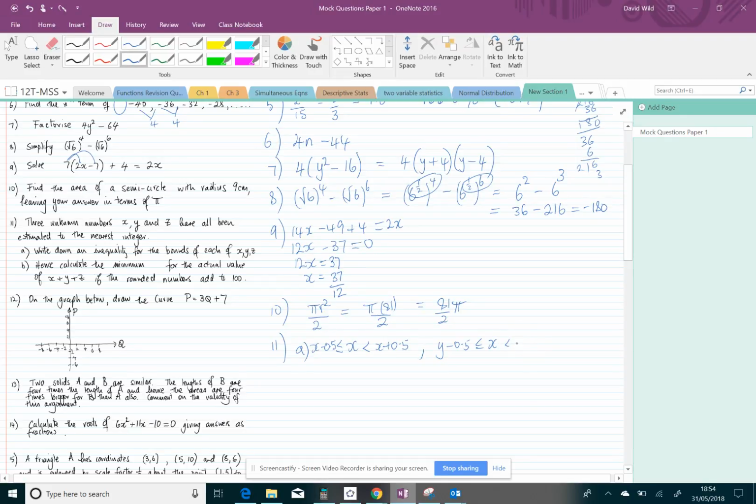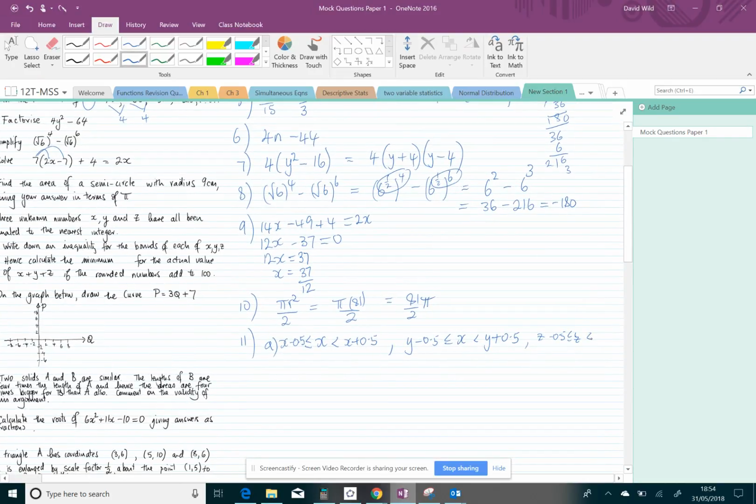So this is y plus 0.5. And of course the same thing for z. So we've got z minus 0.5 less than or equal to z less than z plus 0.5. Okay, that's the first bit done.